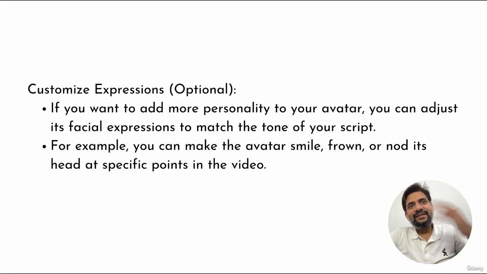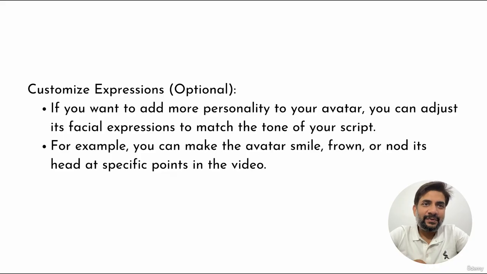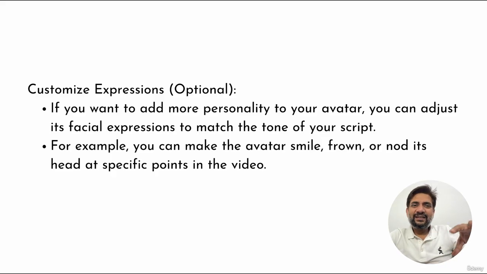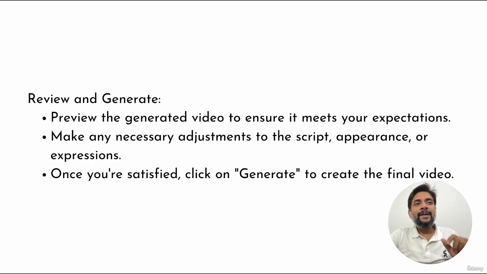Okay, so by the time Heygen processes the video, let's understand. If you want to add more personality to your avatar, you can adjust its facial expression to match the tone of your script. For example, you can make the avatar smile, frown, or nod its head at specific points in the video. For this, I think it's better that you go to the Heygen tutorials that are much more detailed, much more specific, because this is not a Heygen tutorial, right? This is more about telling you the tools that you can use for different kinds of things.